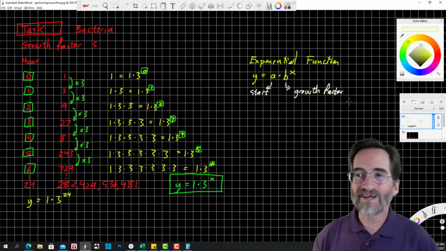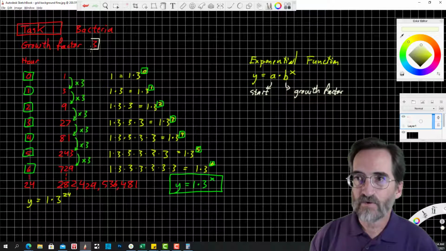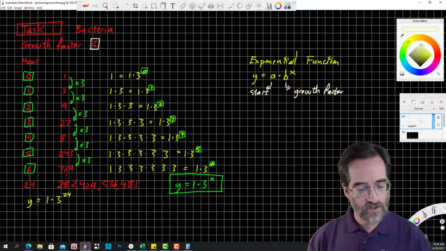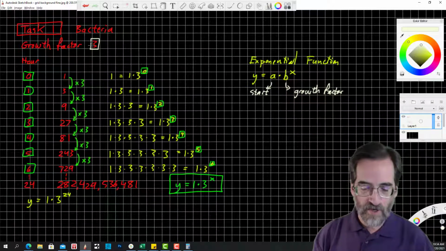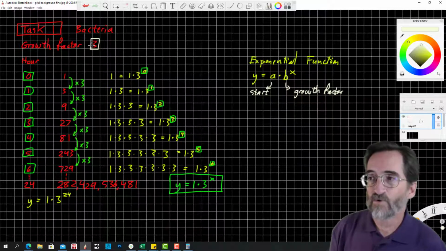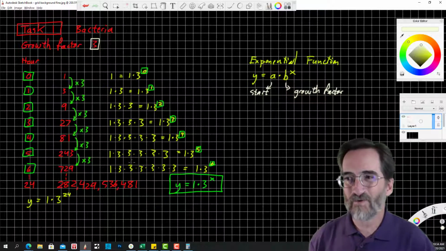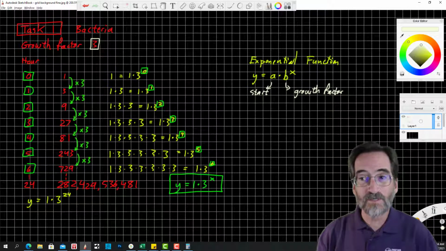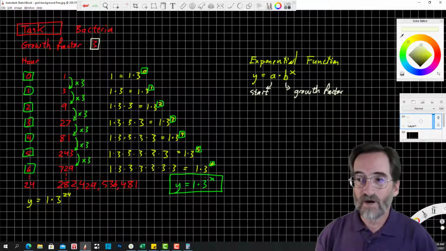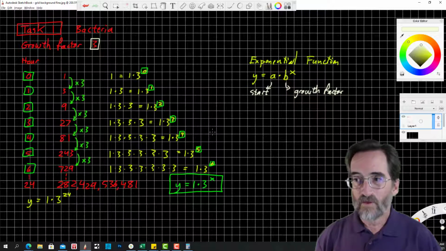Now, your assignment is to recreate this table, but use a growth factor other than 3. I used 3. You can use 2, 4, 5, 6, 7, 8, or 9, but use some number other than 3. Don't use 3. I won't give you credit for it. It's not just a matter of writing down what I did. I want you to do these calculations and fill out this table for that case.